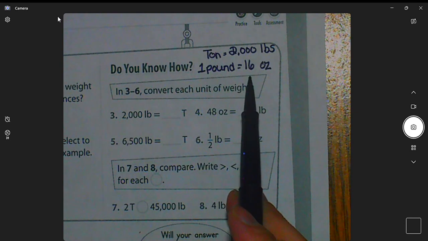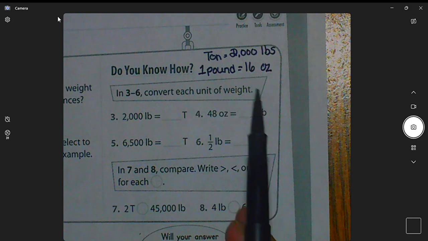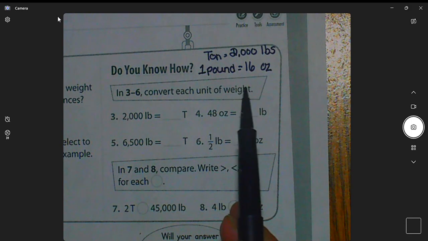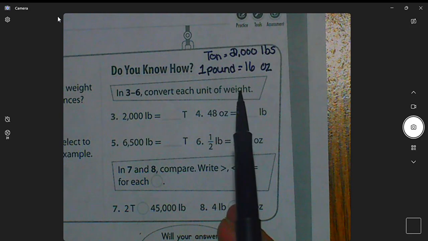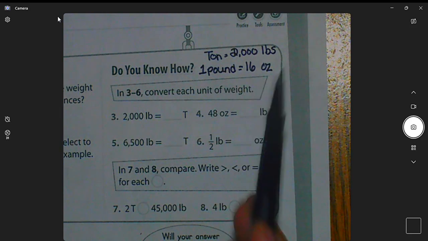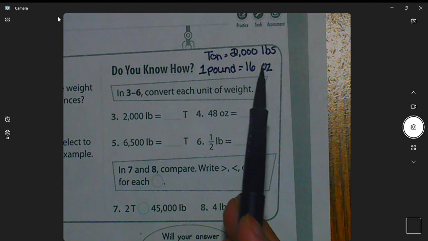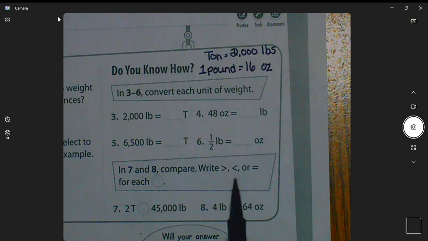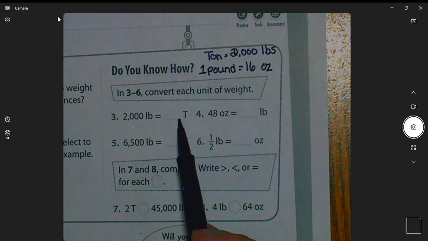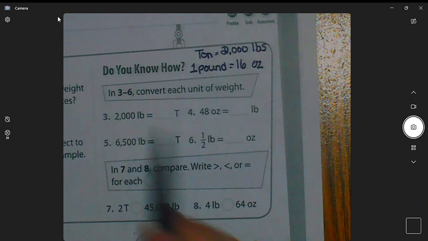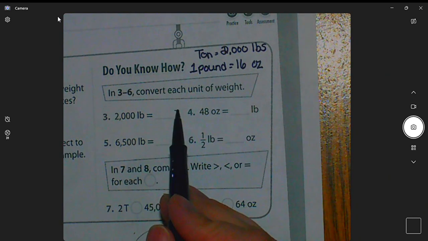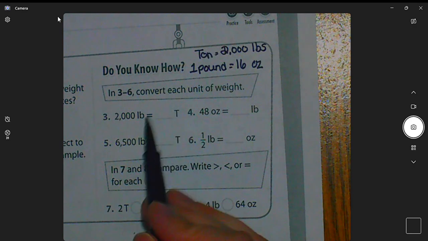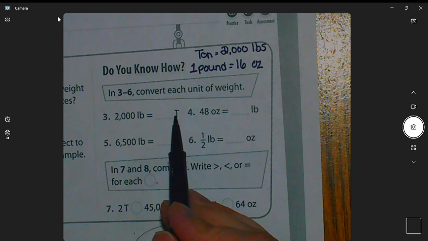So typically things that are measured in pounds and ounces are like newborn babies, or in ounces you may have newborn animals like dogs, cats, birds, mice. Small animals like that may be measured in ounces when they're born. So let's look at 3 through 8. Again, remember, when I'm going from big to little, I multiply. But when I'm going from little to big, I have to divide.